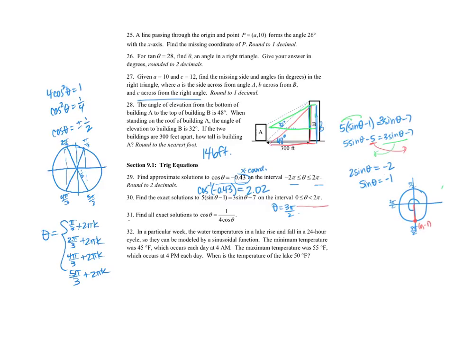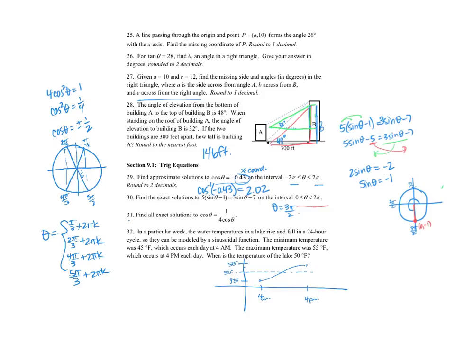Okay, on number 32, it says the temperatures of a lake water rise and fall in a 24-hour cycle. The minimum temperature was 45, and the max temperature was 55. Okay, and 45 occurred at 4 a.m., and 55 occurred at 4 p.m. Okay, so that's the minimum, and that's the maximum, and it's going to be modeled by a sinusoidal function. So it's going to cross through that midline halfway in between. So the midline is at 50 degrees.